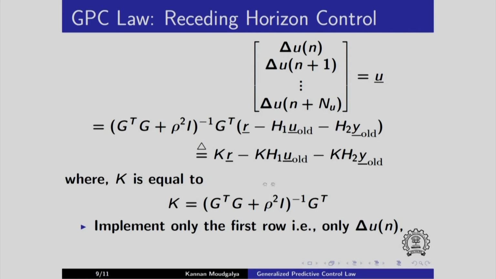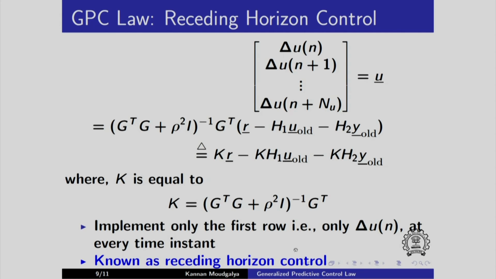When I calculate this, I will get a vector. I will have expressions for all these delta U terms, but we will implement only the first row, that is only delta U n at every time instant. This is known as the receding horizon control. As we go to the next step, the interval over which we will minimize will also shift. So it is known as the receding horizon control, and we implement only the first row here, that is delta U n.